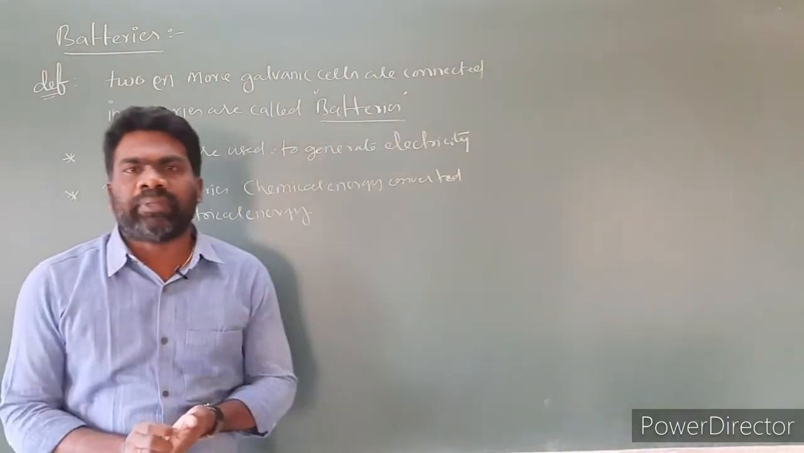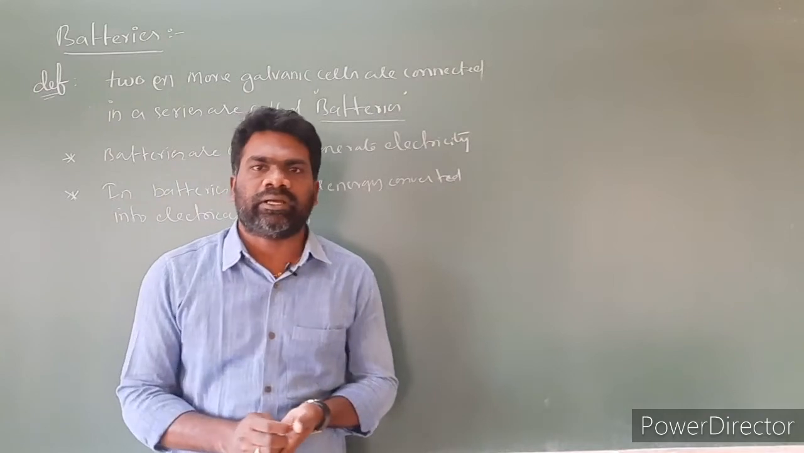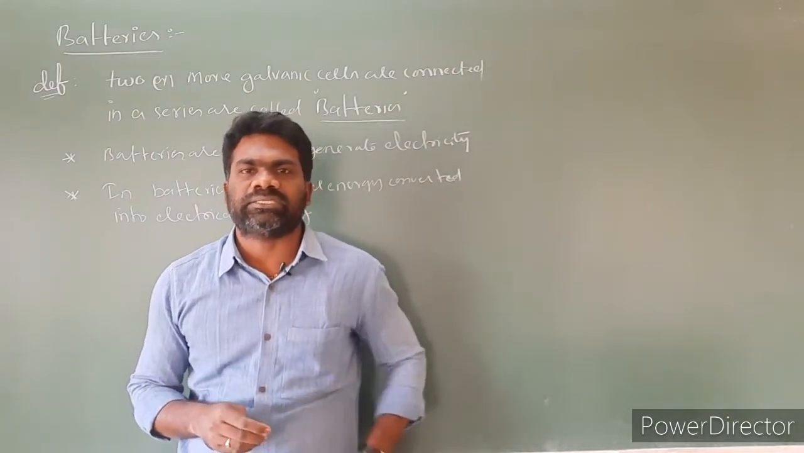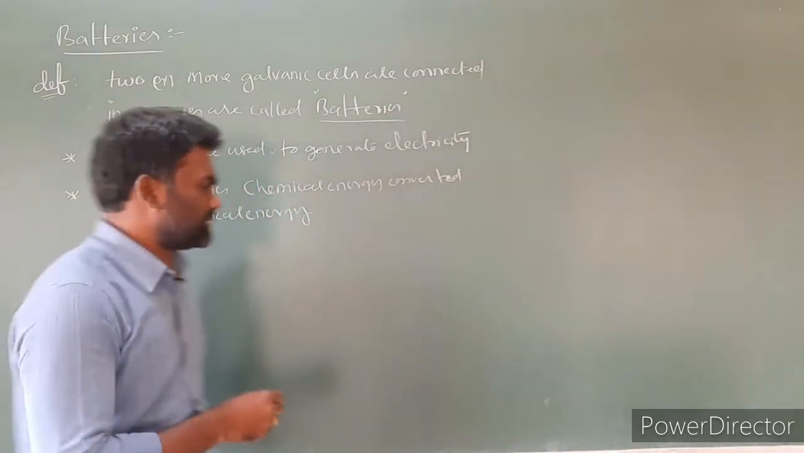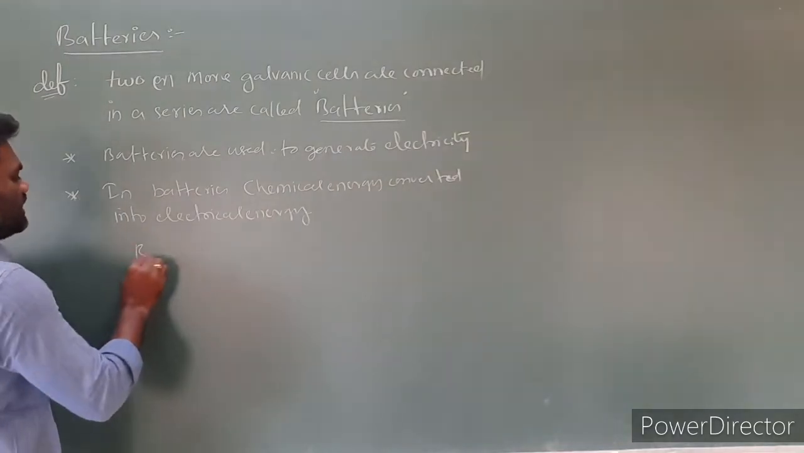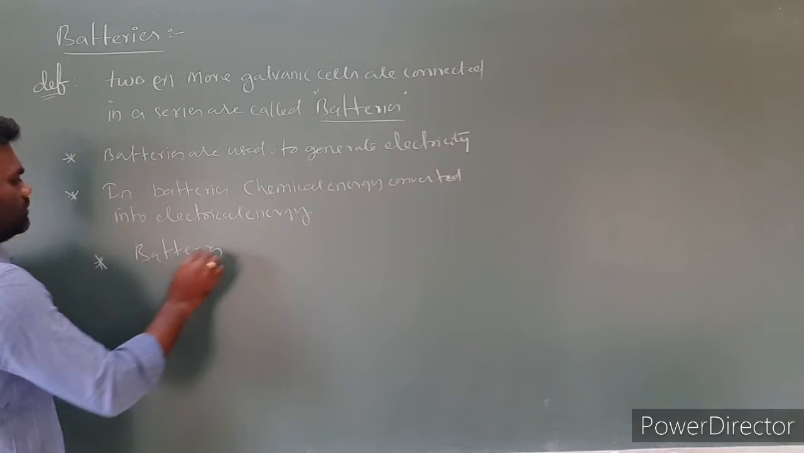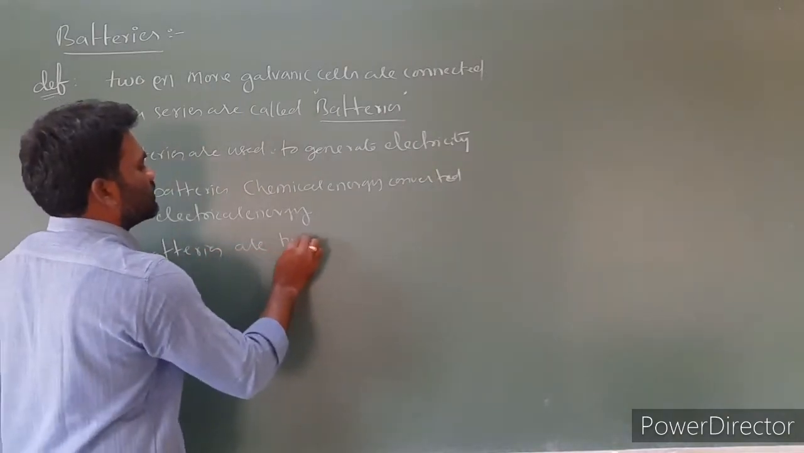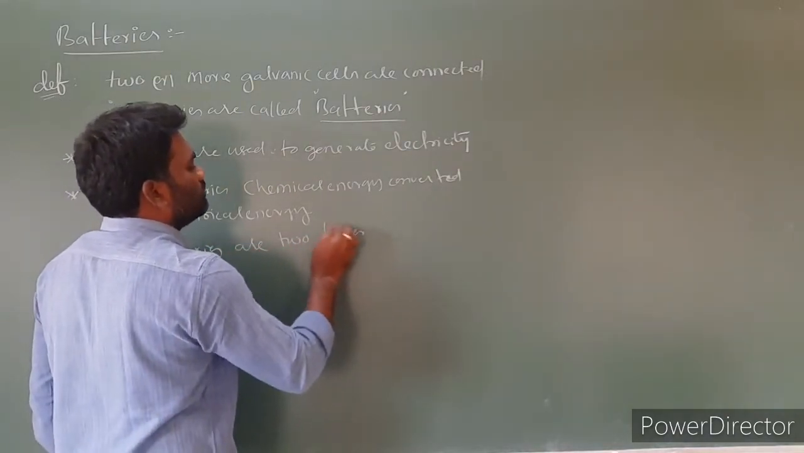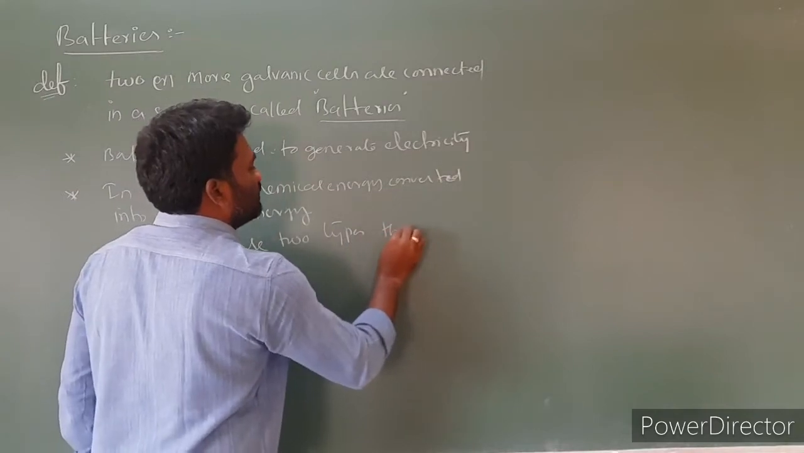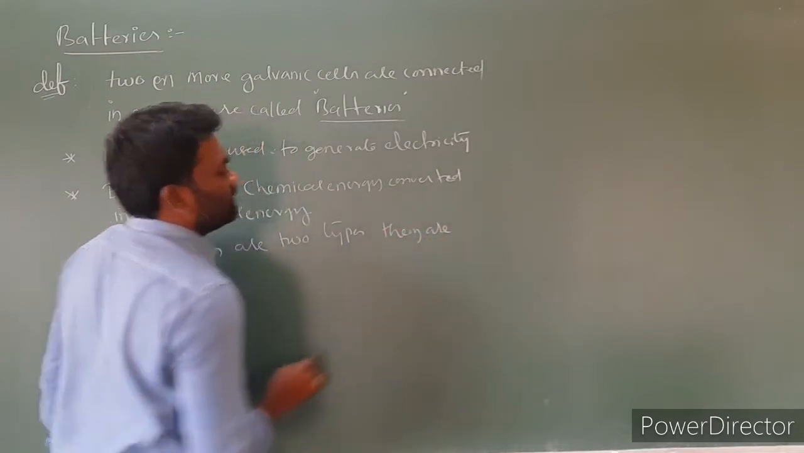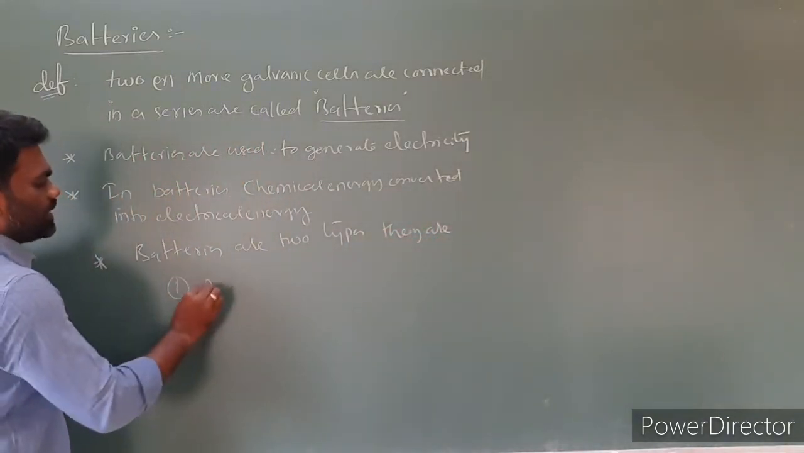Classification of batteries. Batteries are classified into two types. The first one is primary batteries, the second one is secondary batteries. Next point, batteries are of two types. The first one is primary batteries.